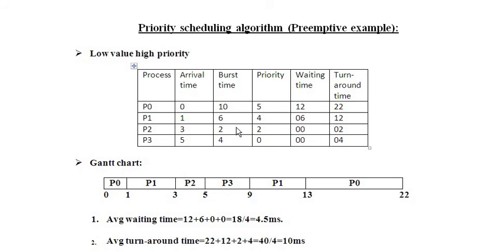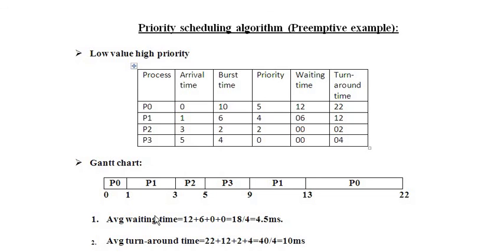Now P2, whenever it arrived, we gave the CPU to it and it did not wait for anything, so its waiting time is 0. Same case with P3: whenever it arrived, it was given the CPU and it completed its execution, so that's why 0. So the average waiting time will be 12 plus 6 plus 0 plus 0 divided by 4, that is 18 divided by 4, where 4 is the number of processes, which is 4.5 milliseconds.